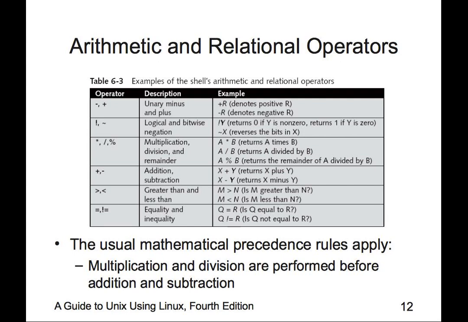Some arithmetic and relational operators we'll be using later on. Pluses and minus denote positive and negative values. Logical and bitwise negation are the pound sign, and not the exclamation point and tilde. Multiplication, division, remainder are star, slash, and the percent. Addition and subtraction, greater than, less than, and then equals and not equals. So we can use those when we are adding things or comparing things.